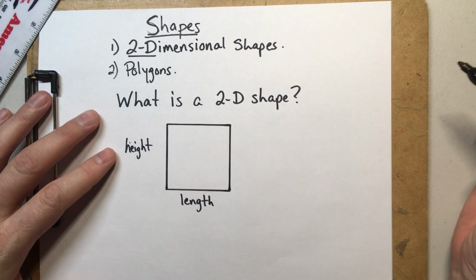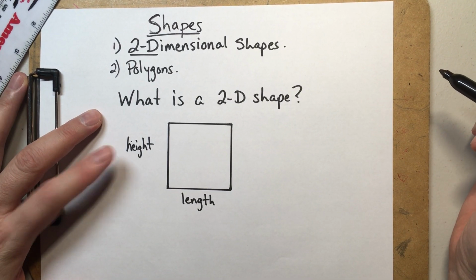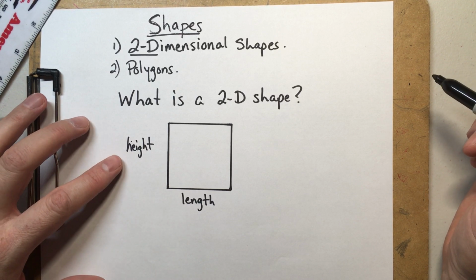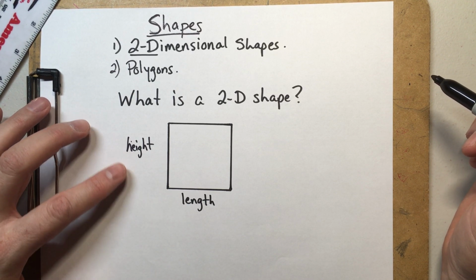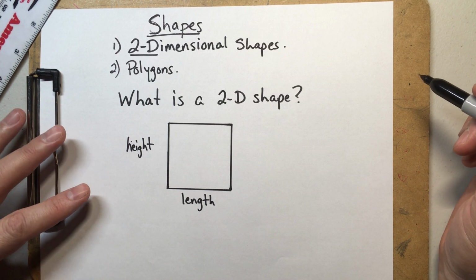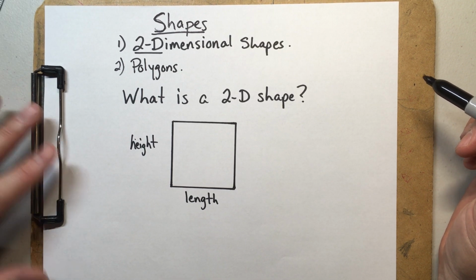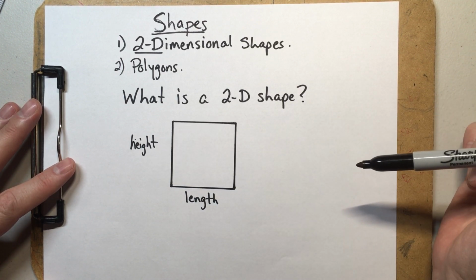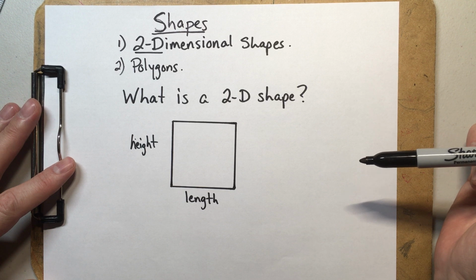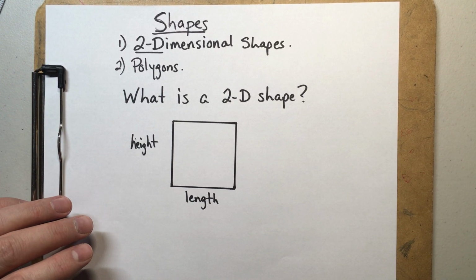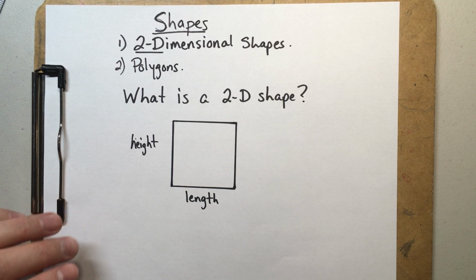So I've just defined what a 2D shape is. It has height and it has length. Some people consider it height and width, or length and width. But regardless of what you consider it, the fact remains that it only has two dimensions. It's missing a third dimension. What do I mean by that? Let's take a look and help define it.